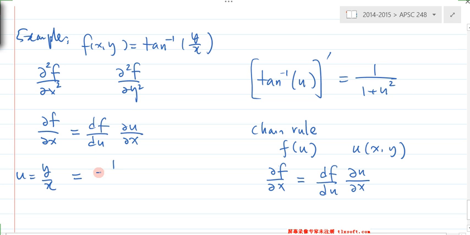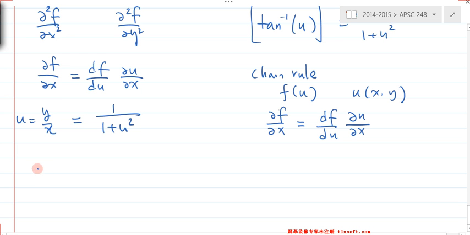That's right. This is the hint I gave to you: 1 over 1 plus u squared. And partial u over partial x here, what do you treat y as? You treat y as if it is a constant. So I guess everybody knows, if I give you 2 over x to differentiate, everybody should know that, right? So in this particular case, what should I put here? y over, and negative. Very good. So this is the first derivative, right?